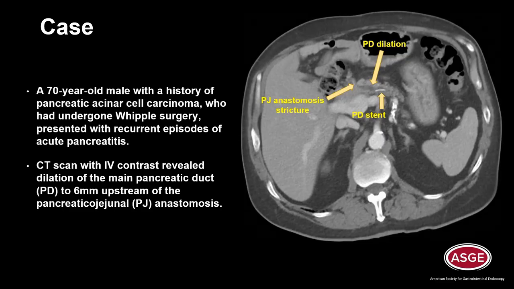We present a case of a 70-year-old male with history of pancreatic acinar cell carcinoma who had undergone Whipple surgery and had several presentations with recurrent episodes of acute pancreatitis. CT scan with IV contrast revealed dilation of the main pancreatic duct to 6 mm upstream of the pancreatico-jejunal anastomosis.